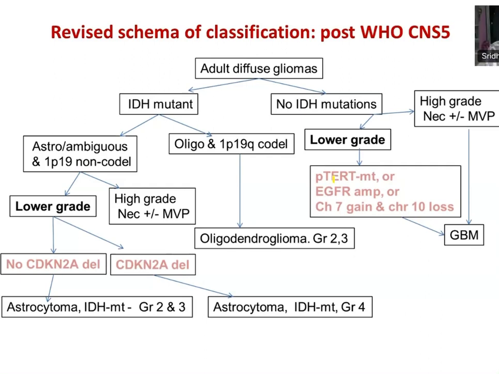If IDH wild type, can it be an oligodendroglioma? No, sir. It cannot be. If you see the three broad groups of adult diffuse gliomas, IDH wild type is only glioblastoma. So there is nothing great in that. Pooja, am I clear for that answer? Yes, sir.